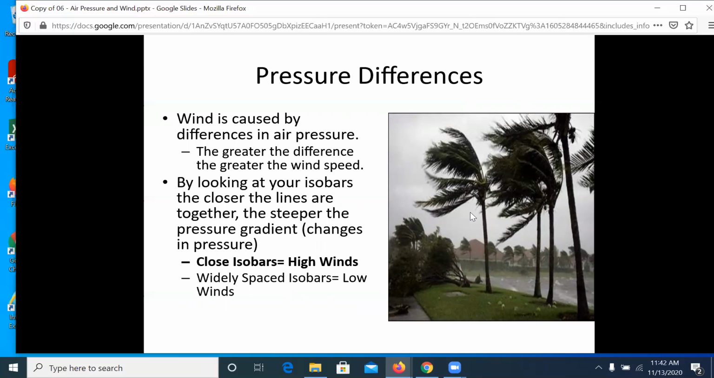So if I have a really, really high pressure system and a really, really low pressure system, I'm going to expect really strong winds. By looking at the isobars, the lines that are closer together indicate a steeper pressure gradient, meaning that if my isobars are really close, we're going to have high winds, and if they're spread apart, we're going to have low winds.